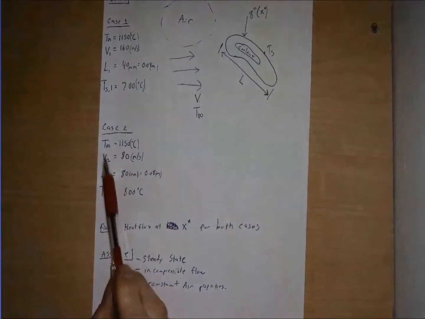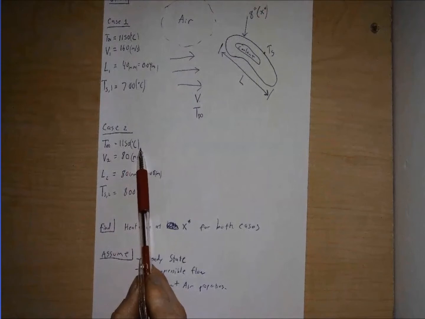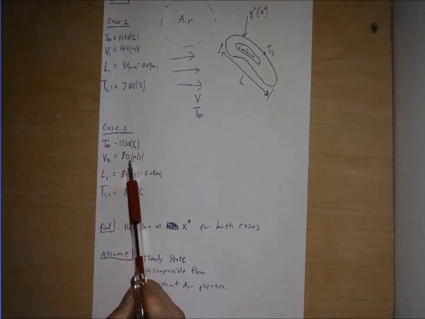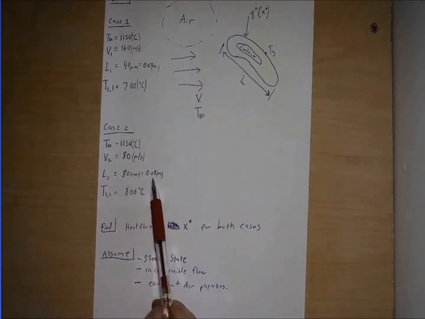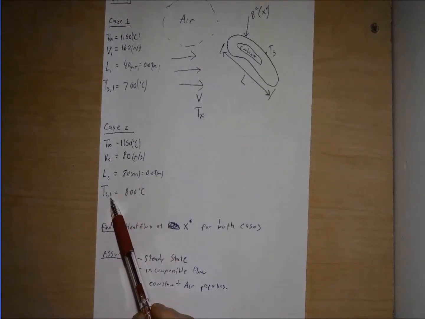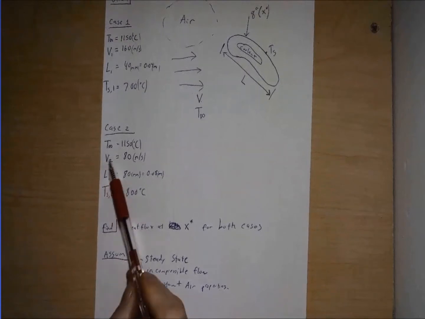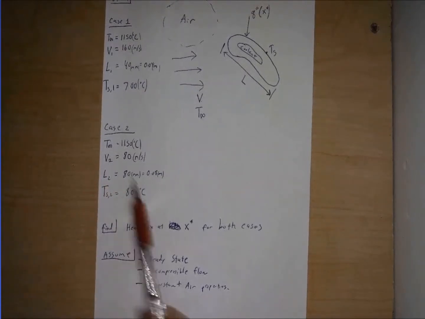So for case 2, our ambient temperature for air is 1,150 degrees Celsius. Velocity is 80 meters per second for V2. Our length here is 80 millimeters, which we convert to meters, 0.08 meters. And our surface temperature here, T S2 for case 2, so you can see my indices 2, 2, and 2 for case 2, is 800 degrees Celsius.